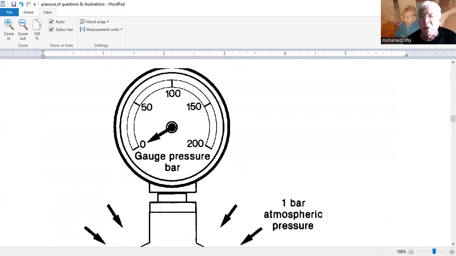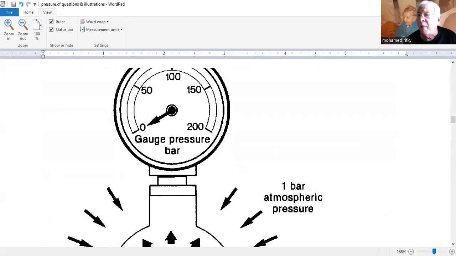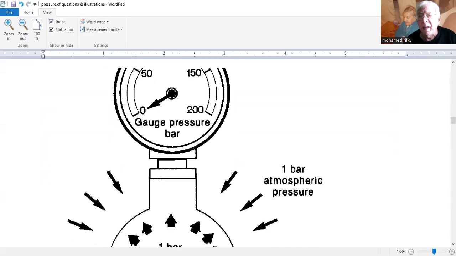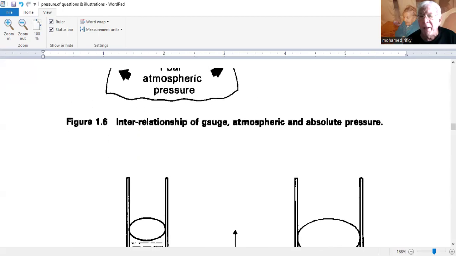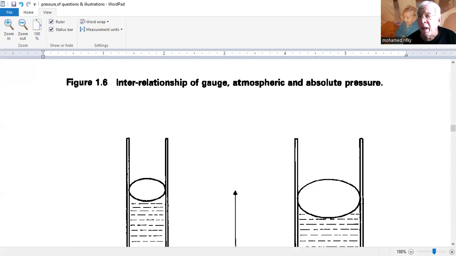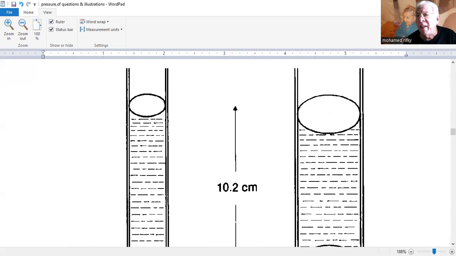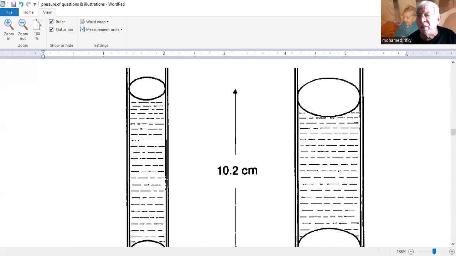This is the gauge pressure, of course, and the absolute pressure. Whenever the cylinder is empty, the gauge reads zero, but inside the cylinder there is 1 bar pressure. So whenever I want to make it zero, I must make some sort of suction. So this is the difference between absolute and gauge pressure. This is a hint about how the water manometers work.